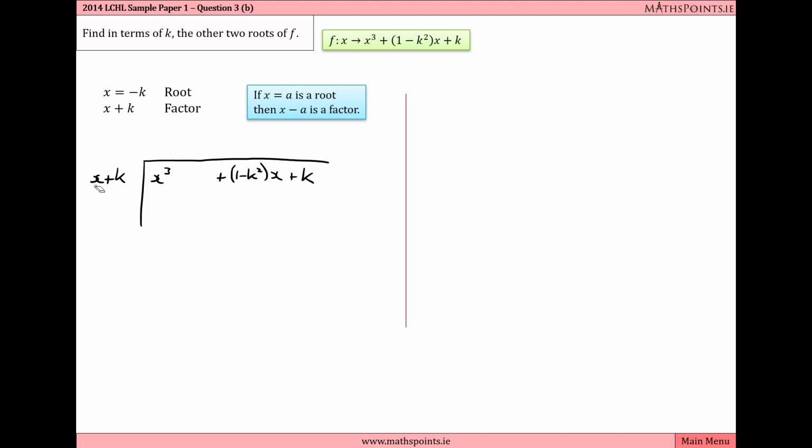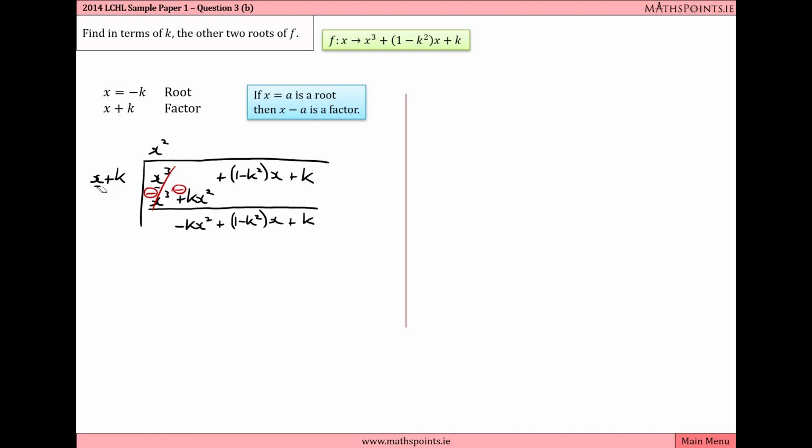So we start the long division by dividing x into x cubed, which gives us x squared. Once we place that up here, we're going to multiply x squared by x plus k. x squared by x gives us x cubed, and x squared by k gives us kx squared. We draw a line underneath, and we're going to subtract the bottom line from the top line. So x cubed minus x cubed will cancel, and then we have minus kx squared plus 1 minus k squared x plus k.